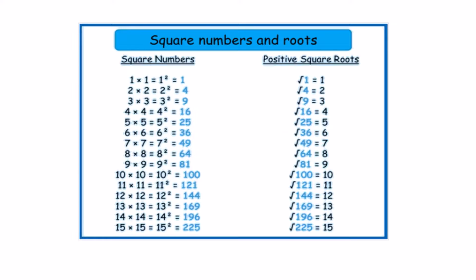Taking a look at this list, our positive square roots are: the square root of 1 is 1, the square root of 4 is 2, the square root of 9 is 3, and so on, all the way up to the square root of 225 is 15. I highly recommend you memorize all of those. That will help you with this unit.